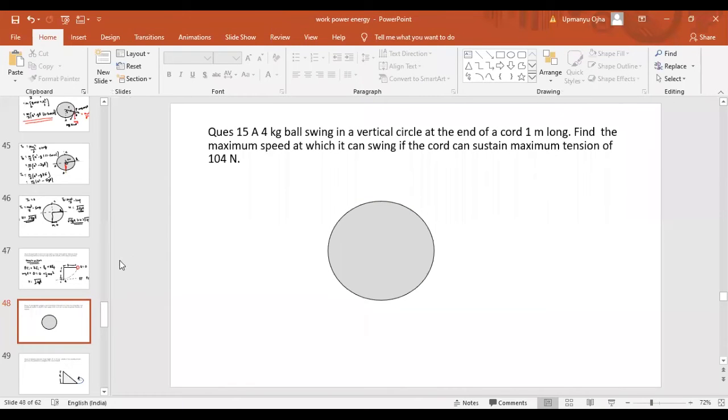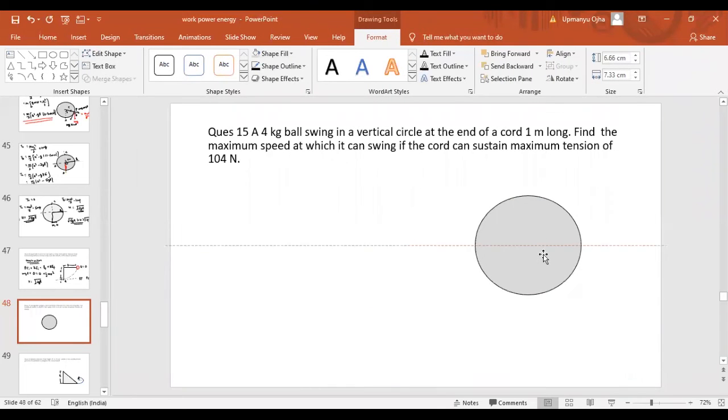Now, can you get the answer for this? A 4 kg ball swings in a vertical circular motion at the end of a cord of length 1 meter. Find the maximum speed at which it will swing if the cord sustains the maximum tension.